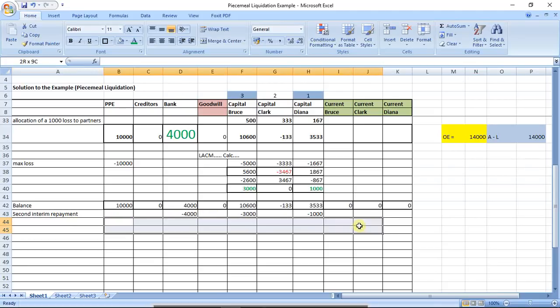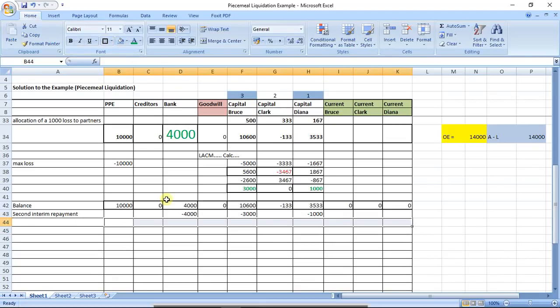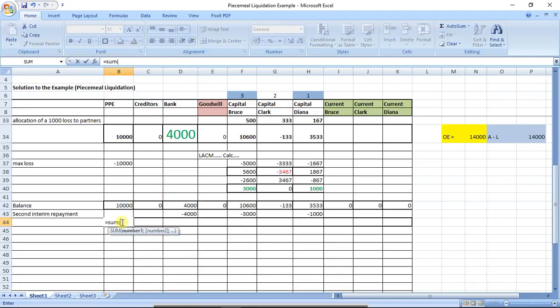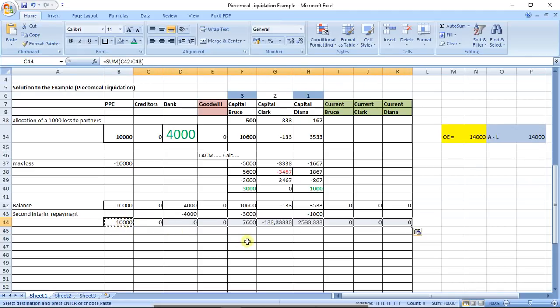Okay, so balances after the second interim repayment is as follows. Those are the current balances that we have in this particular partnership. Right, so again, Bruce is still in a good position. Clark's doing very badly in terms of having had to sustain a loss from that sale of property, plant, and equipment at a loss. Okay, a debit balance on his capital, and Diana obviously with a credit on her capital.